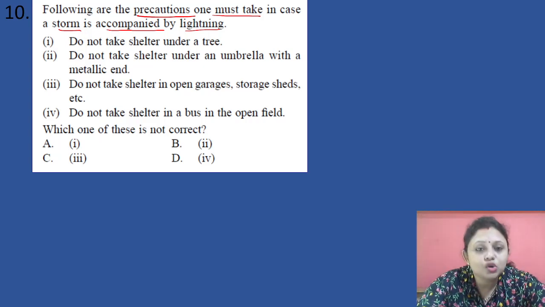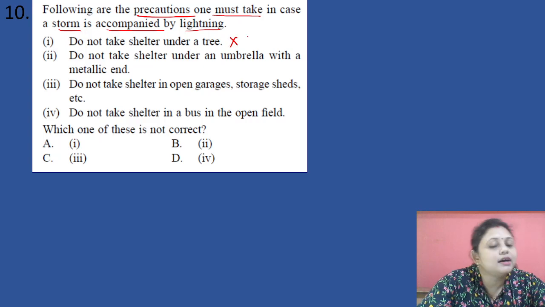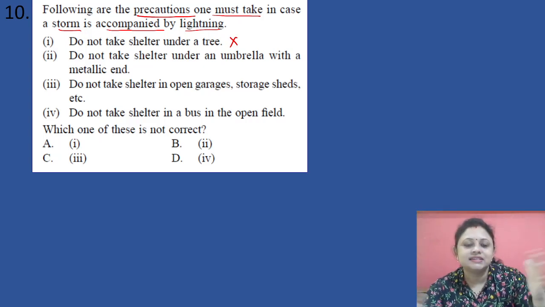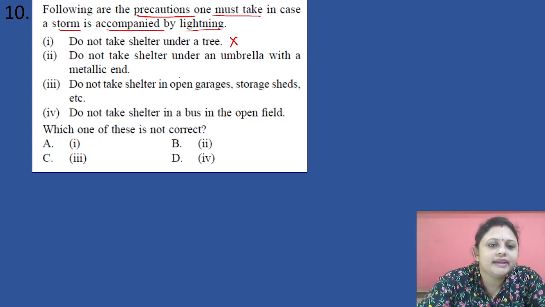So, we all know that if lightning is there, we should not take shelter under a tree. Yes. As it is an open place, electricity can come to us. Then, do not take shelter under an umbrella with a metallic end.